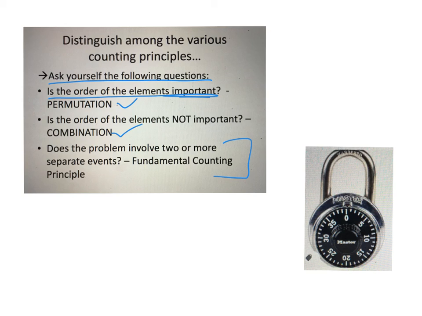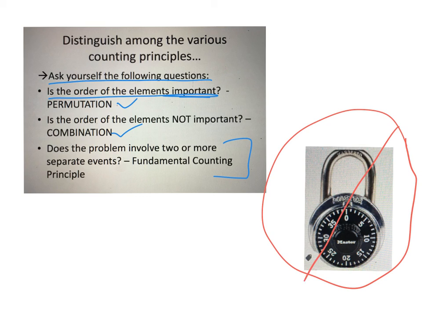One last thing I want to mention is that your whole lives, you've been calling this a combination lock. But now that we know about permutations and combinations, this shouldn't be called a combination lock because the order is actually important. This should be called a permutation lock, if we're being mathematically accurate. That's it for our lesson today.